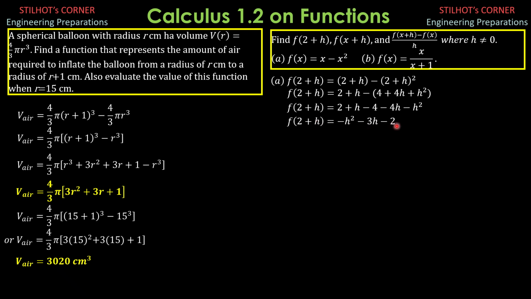This may be the answer, but let's make it final by factoring out the negative one. So f(2 plus h) is negative of (h squared plus 3h plus 2). So that's the answer.